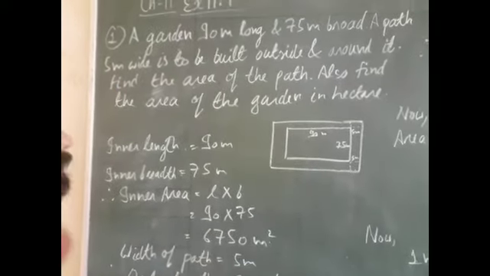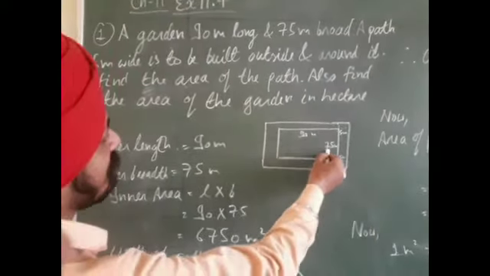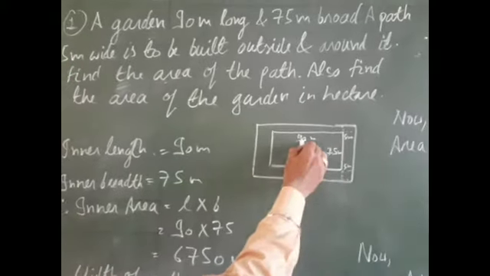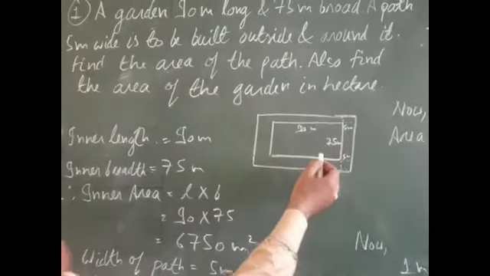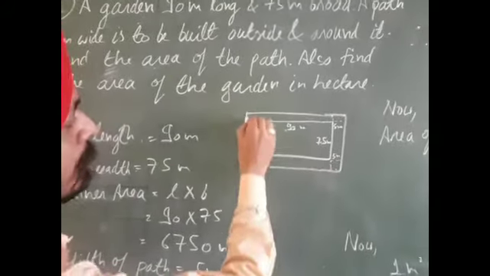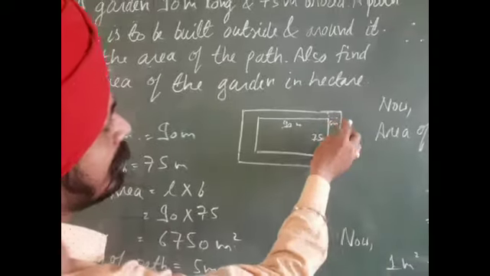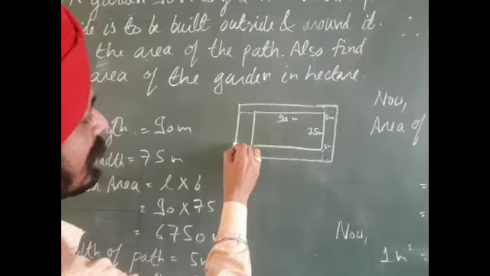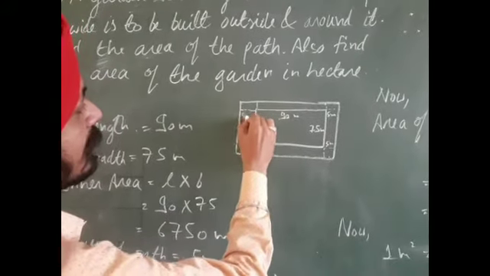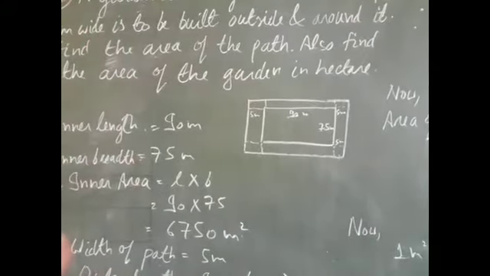So the garden is given, that is 90 meter long and 75 meter broad, meaning 90 meter is the length and 75 meter is the breadth or width. And the path is built 5 meter wide outside it. So you will build the path outside it, and its width is 5 meter all around. This is also 5 and this is also 5. All four corners width is 5 meter.